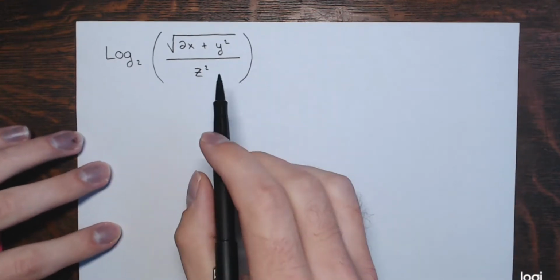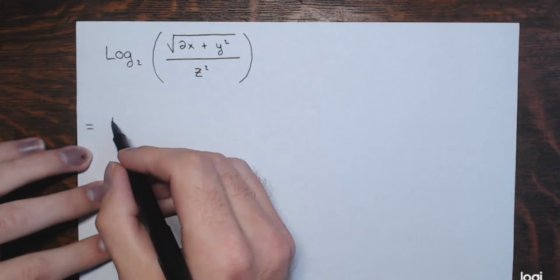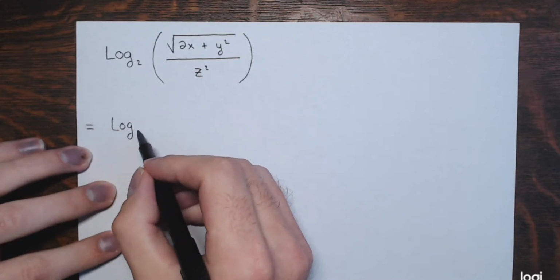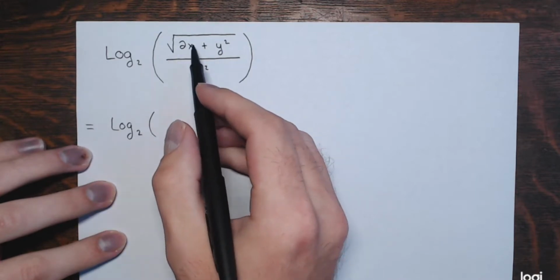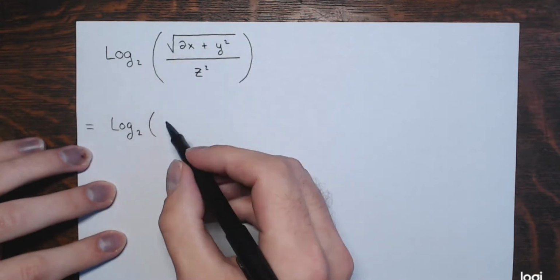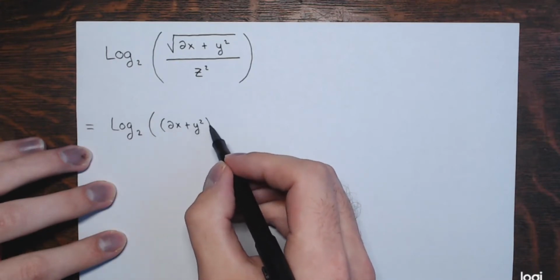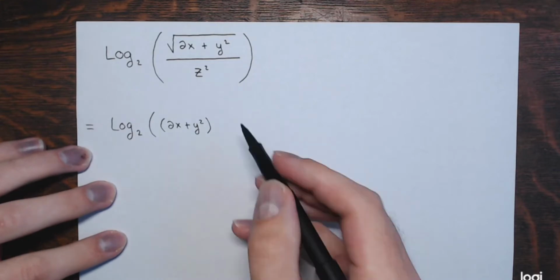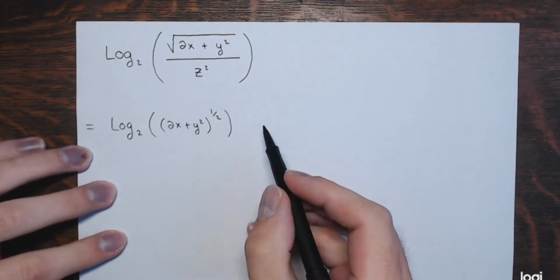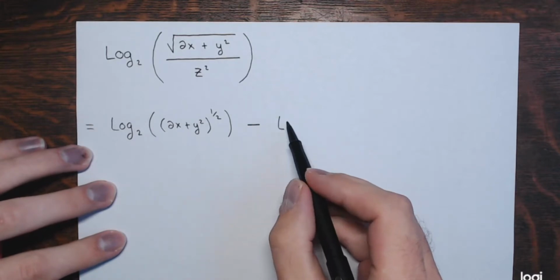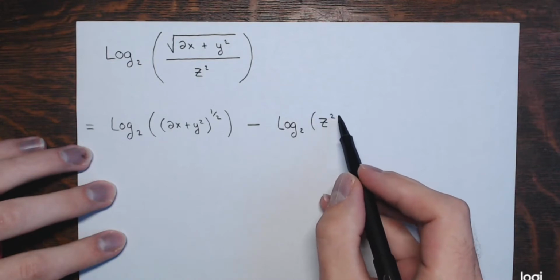All right, so this is a fraction. So I'm going to use the quotient rule first. So I'm writing this as a difference of logs, log base 2 of the numerator. Now the numerator, again, anytime you see a root, I'm going to write it as a power. That's 2x, the quantity 2x plus y squared, and instead of the square root of that, that's to the 1/2 power. All right, same thing. Minus the log base 2 of the denominator, of z squared.